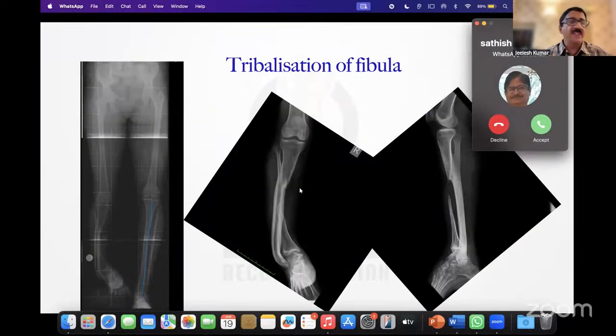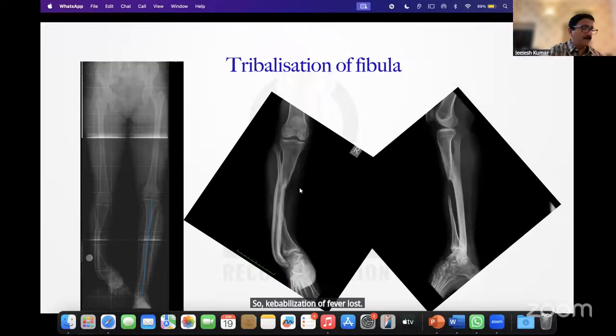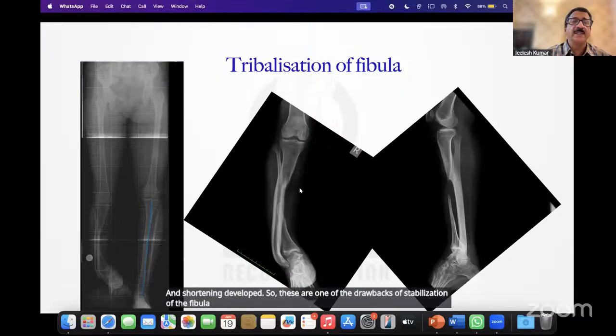So tibialization of fibula. So here you can see it was done in childhood. The patient is 35 years old. Now the patient has a deformity and shortening developed. So these are one of the drawbacks of this tibialization of the fibula.